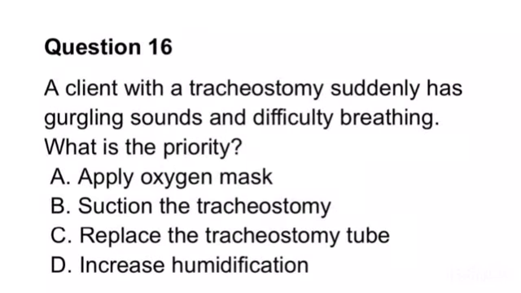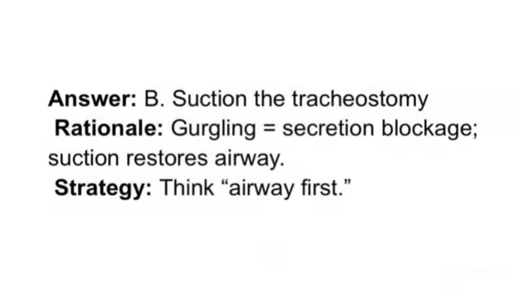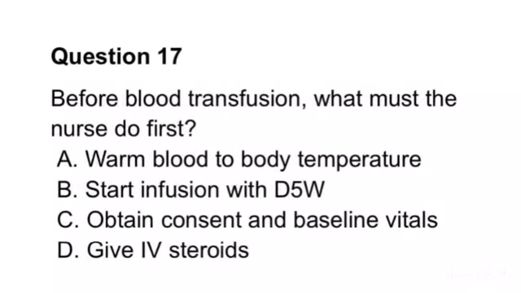Question 16. A client with a tracheostomy suddenly has gurgling sounds and difficulty breathing. What is the priority? A. Apply oxygen mask. B. Suction the tracheostomy. C. Replace the tracheostomy tube. D. Increase humidification. Answer, B. Suction the tracheostomy. Rationale, gurgling equals secretion blockage, suction restores airway. Strategy, think airway first.